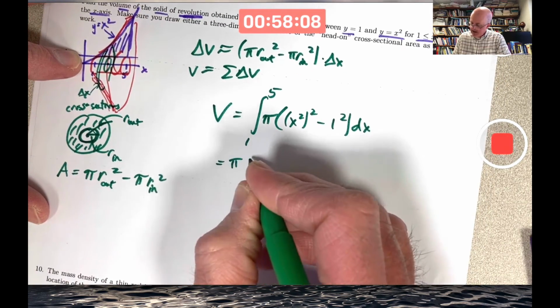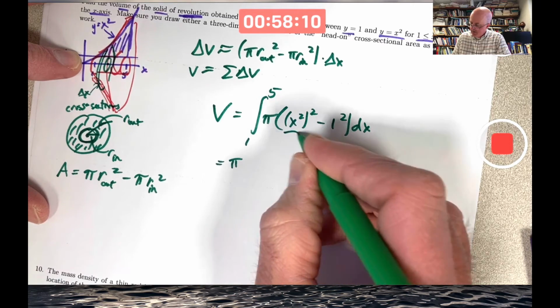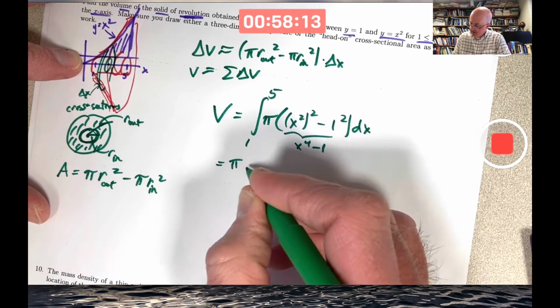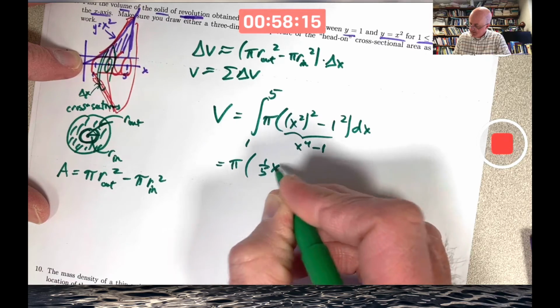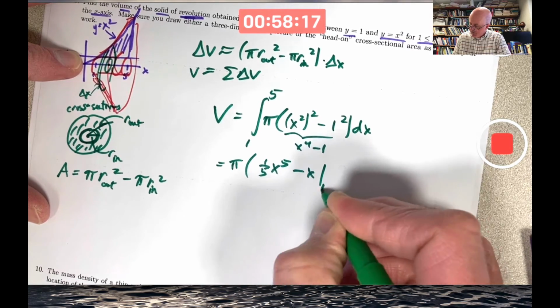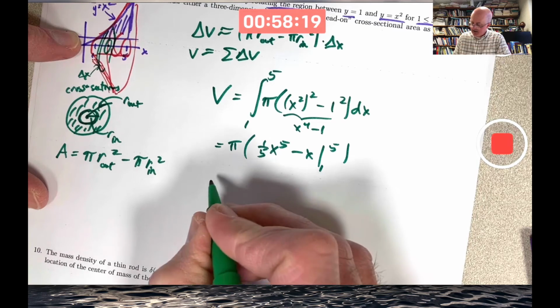So we're going to get pi times the integral from 1 to 5 of x to the 4th minus 1. So we'll get 1/5 x to the 5th minus x, x going from 1 to 5. And now you just don't want to make a mistake.